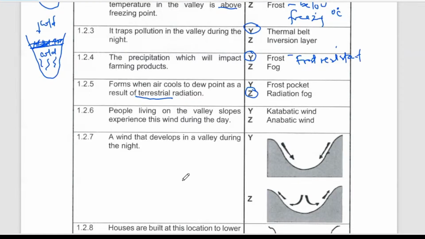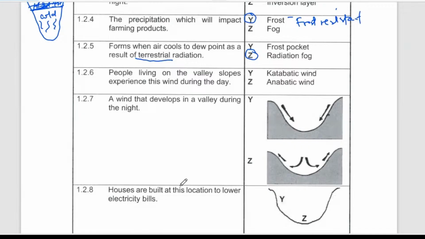Right. Moving on, number 126, people living on the valley slopes experience which wind during the day? We want to look at a situation of the valley climates. During the day, we have upslope winds, and those upslope winds in a valley, we call them the anabatic wind. This is an upslope wind, and it's a day wind. This one is a downslope wind, which is typical of night conditions in the valley. So it's anabatic.